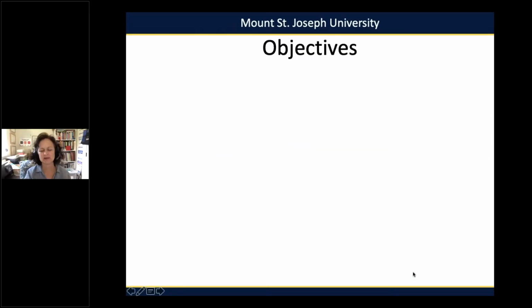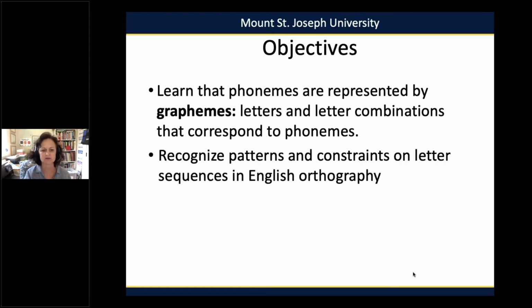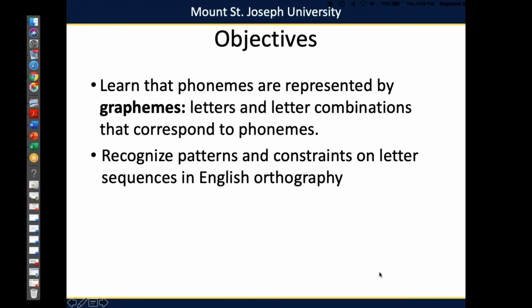Now we're going to go a little bit deeper into how phonemes in spoken English are represented by graphemes, which are letters or letter combinations that correspond to those phonemes. We'll be talking about patterns and constraints on letter sequences in English orthography.